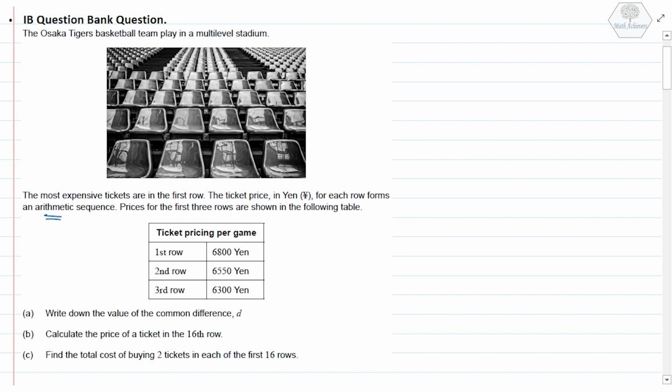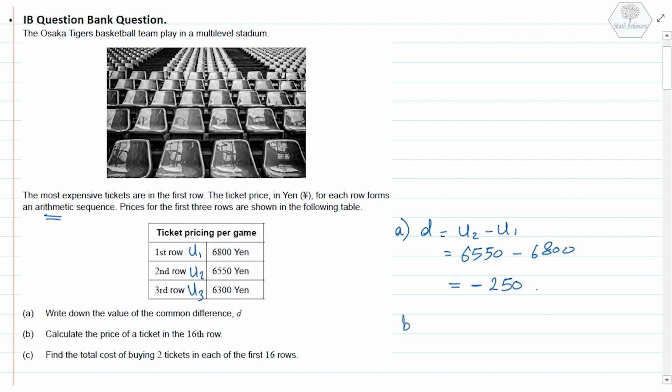I have the first row, so this is U1, and the second row, this is U2, and the third row, this is U3. For part A of the question, we need to write down the value of the common difference. So D is simply equal to U2 minus U1. This is equal to 6,550 minus 6,800, and the common difference is equal to minus 250.